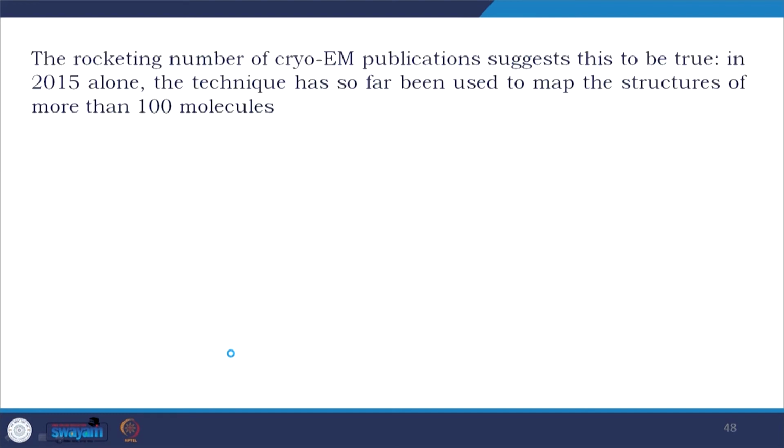The rocketing number of cryo-EM publications suggests this to be true. In 2015 alone, the technique has so far been used to map the structure of more than 100 molecules, but in 2018 it even surpassed in number of structural entries in a single year the number NMR have achieved. So, that is a significant one.